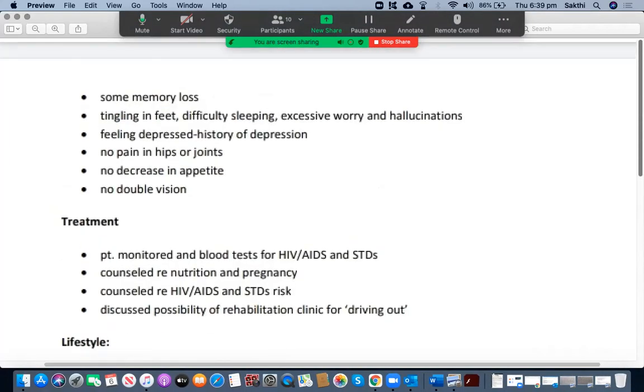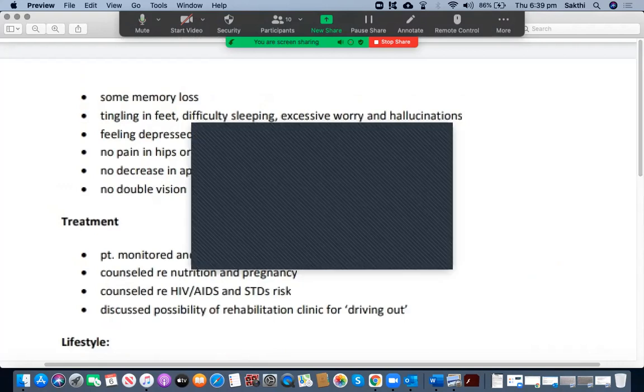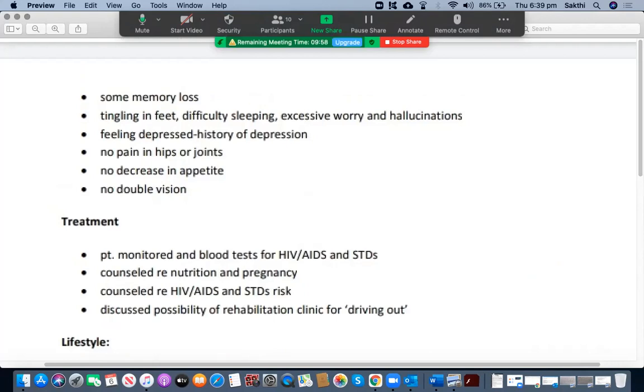Okay, let's go to the next one. Some memory loss, tingling in feet, sleeping difficulties. Excessive worry and hallucinations, feeling depressed. History of depression. No pain in hips and joints, that's not needed. Apart from that, she doesn't have many. I mean, she doesn't have any remarkable medical history.